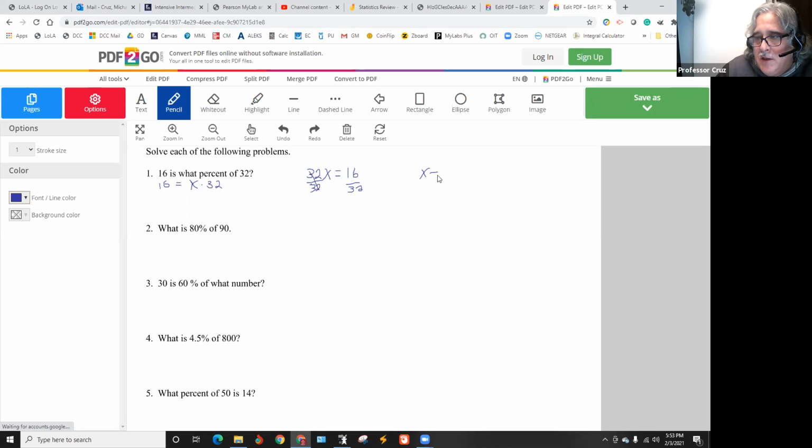X is equal to 16 over 32, which is equal to 0.5. All right. Now, 0.5 is the decimal. So we have to go over 2 hops. So that's where we get the 50% at. So 0.5, well, let's put up here.